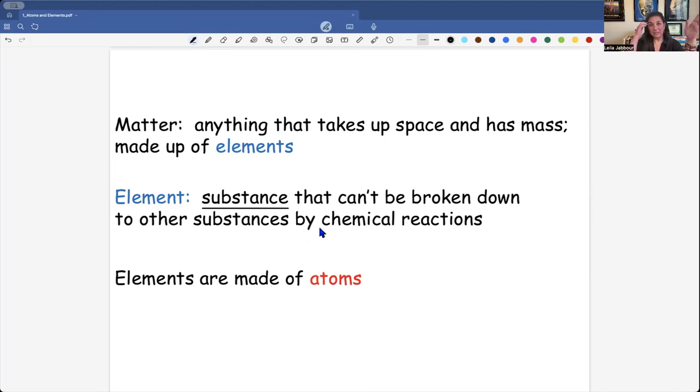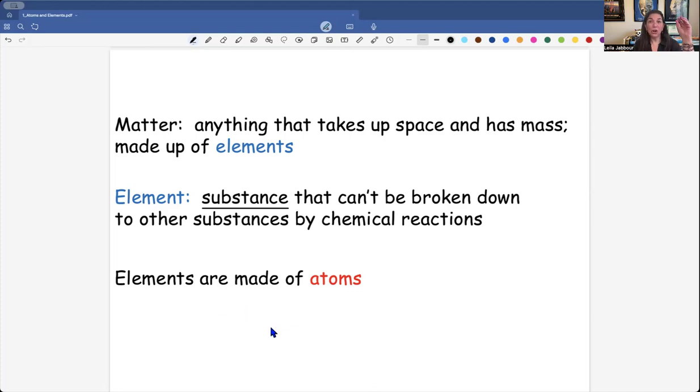Now, elements are made of atoms. So you will have what we call one element, and it is made of kind of several different atoms within that element. And this is something that takes a while to understand, the difference between atoms and elements, and people kind of use one word or the other interchangeably. But I'm going to give you a very specific example.